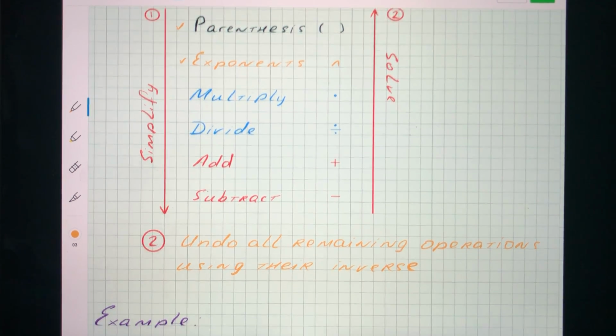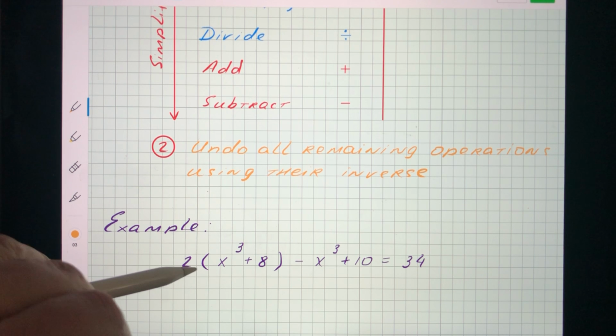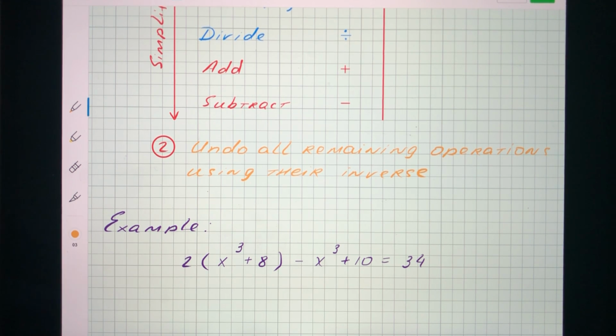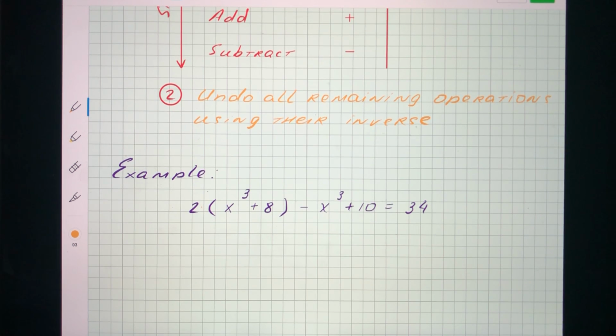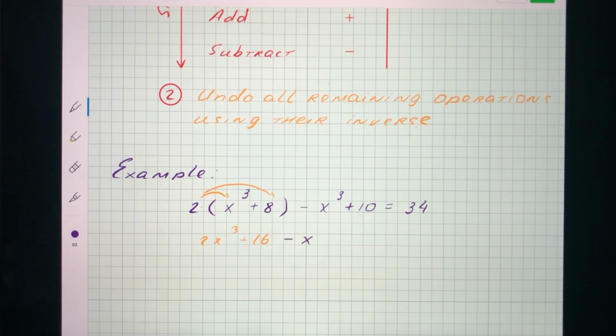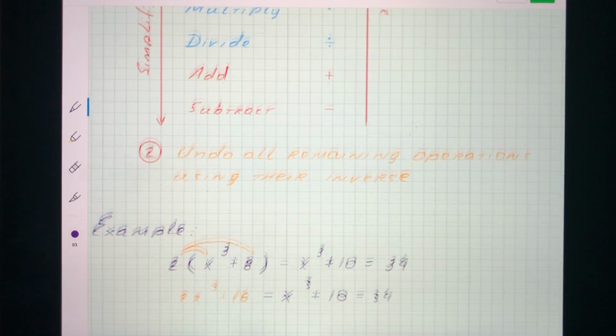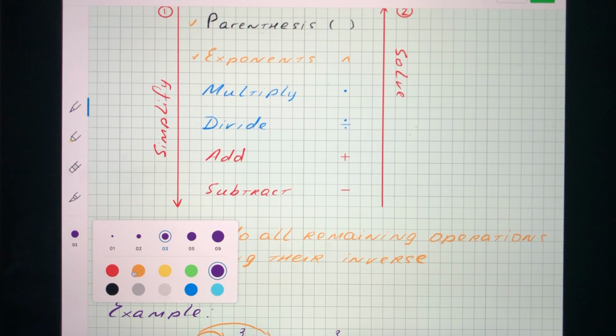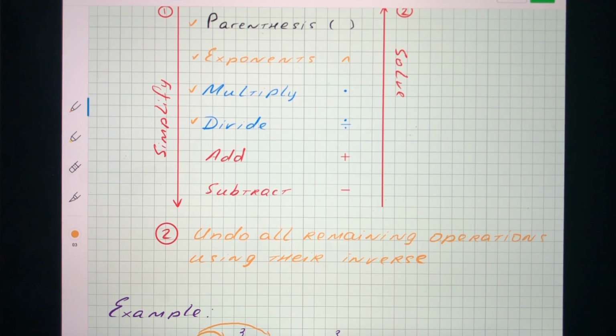Next is multiplication and division. There is a multiplication between the numbers and the parentheses, so we have times right here, and we can do this multiplication right now. So let's go ahead and multiply everything through by 2. So 2 times x cubed makes 2x cubed. 2 times 8 makes 16. The rest of the question is unchanged, so let's copy it over. Minus x cubed plus 10 equals 34. Now we have completed the multiplication piece. There was no division, so that's done.